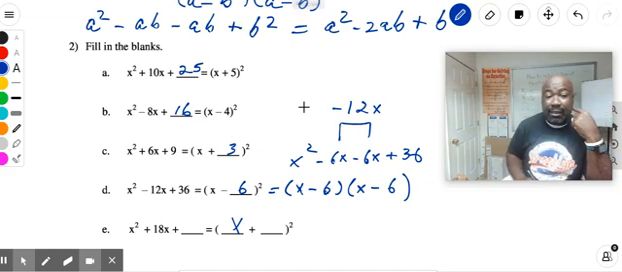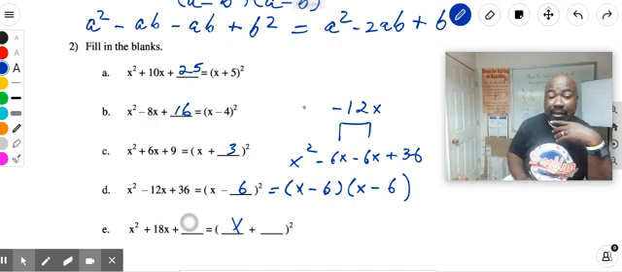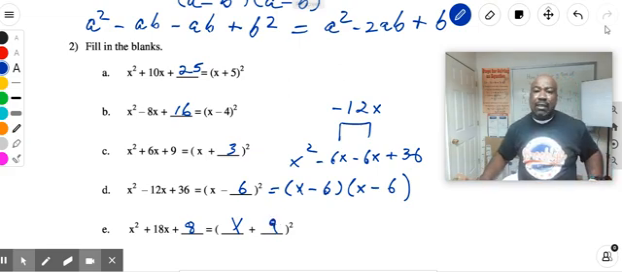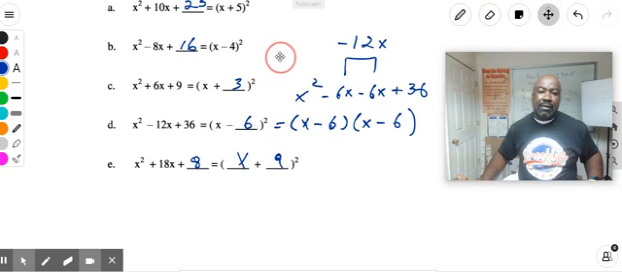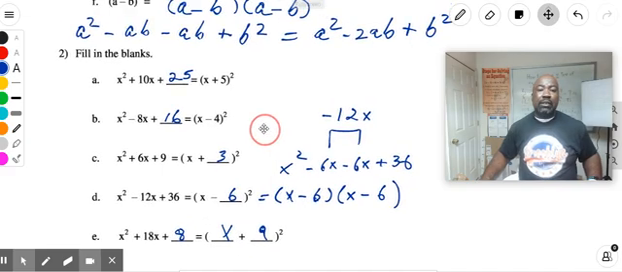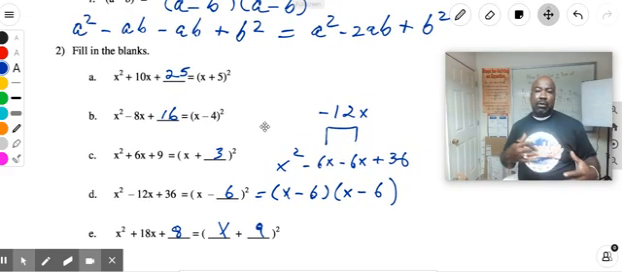And now 18 divided by 2 is what? Help me out. 9. And 9 squared is what? 81. And so this right here is just 9. Now that is pretty much easy peasy. But this worksheet is to give you a quick introduction of what a perfect trinomial is.